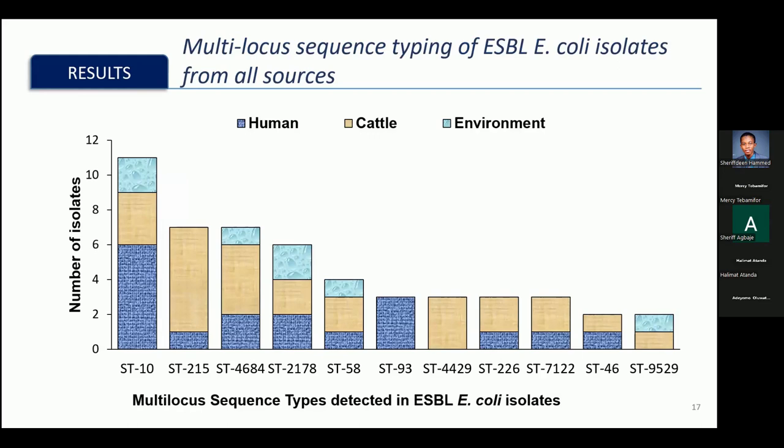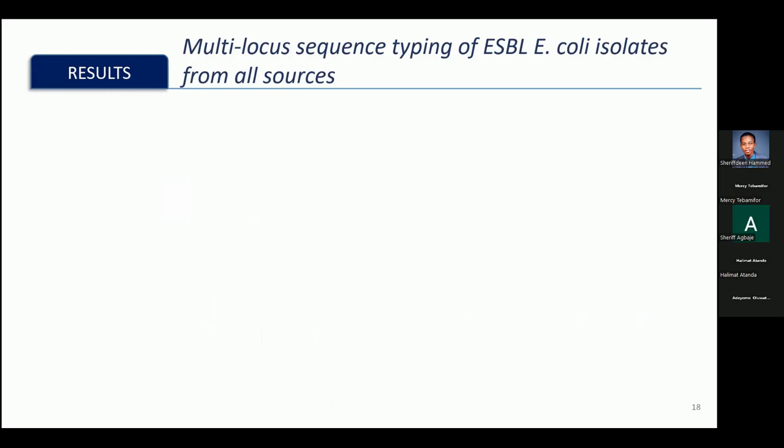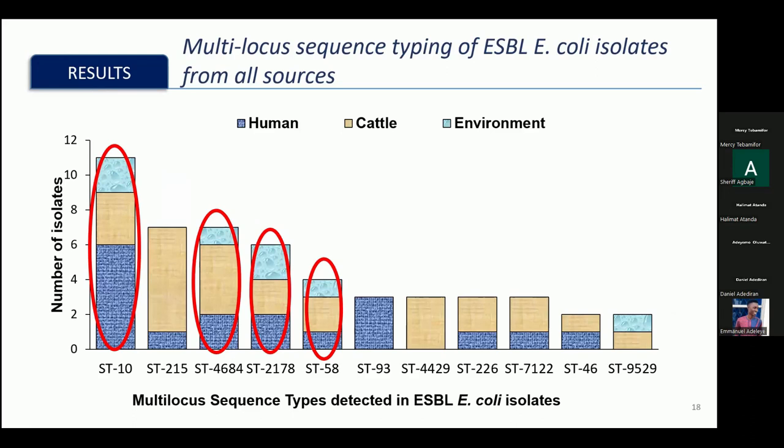So this slide shows us that E. coli belongs to 52 known sequence types. The most prevalent ones were sequence type 10, sequence type 4684, 2178, and sequence type 58, as you can see. Across the environment, cattle, and humans, these three were shared between the three interfaces.